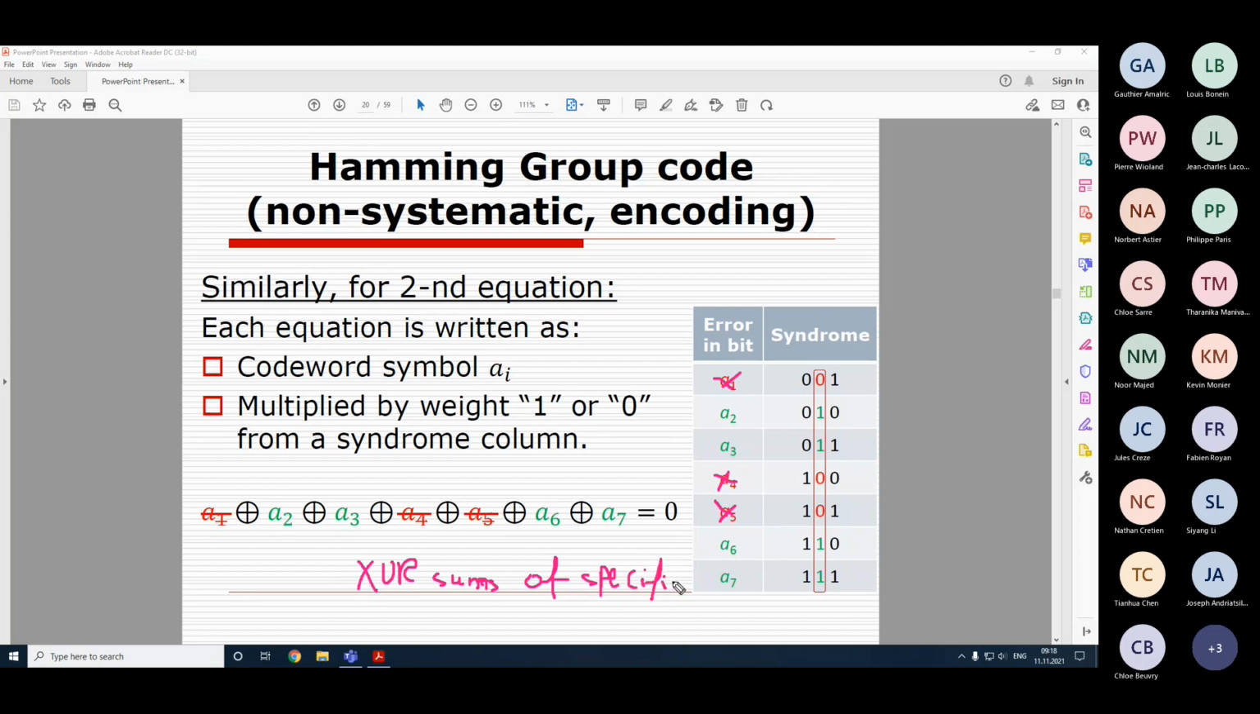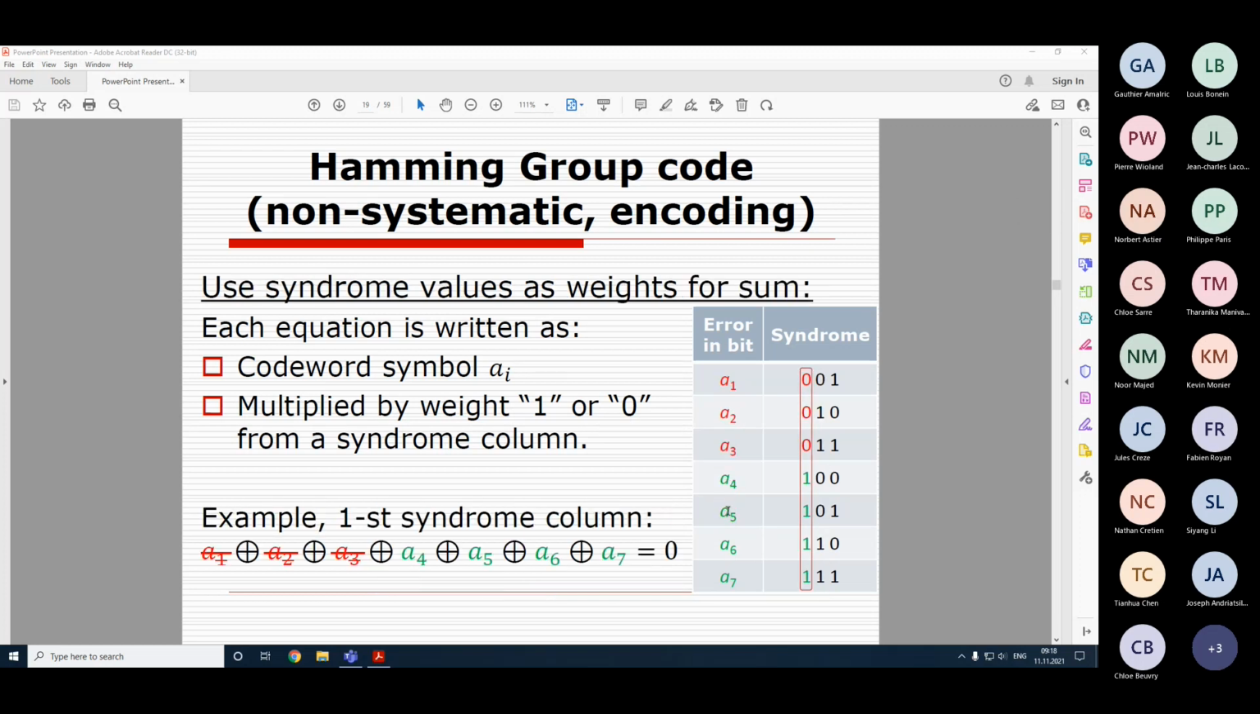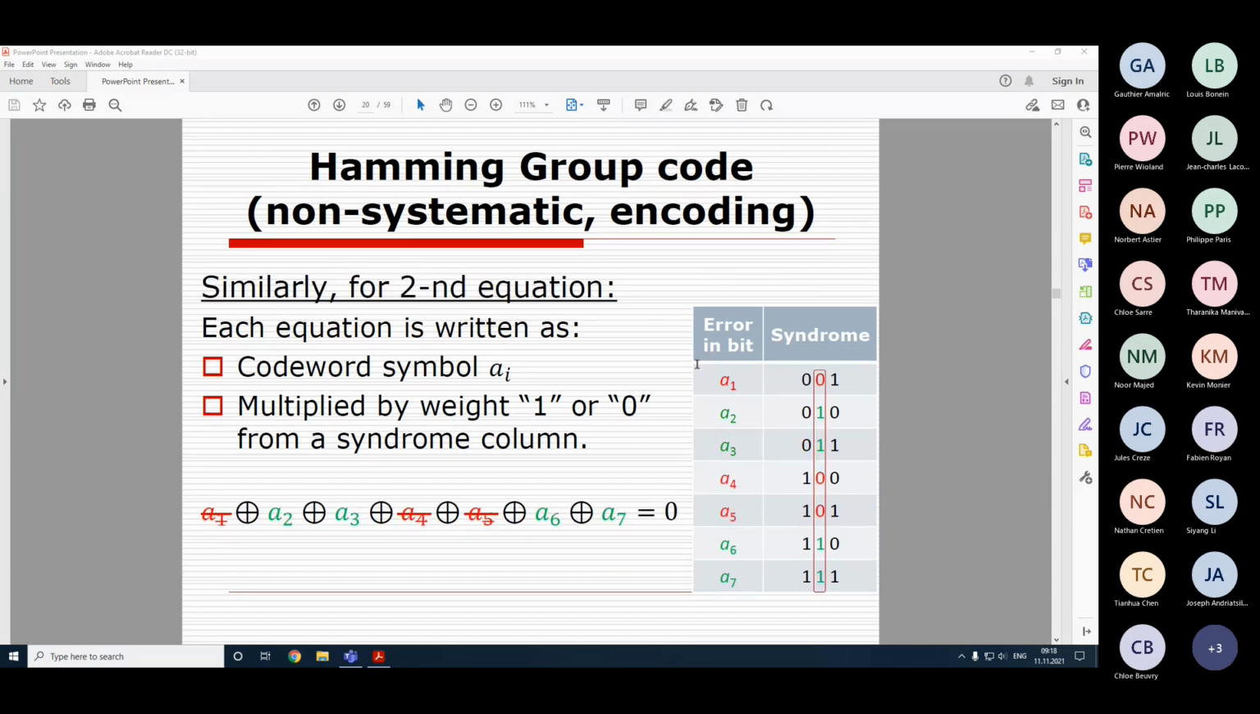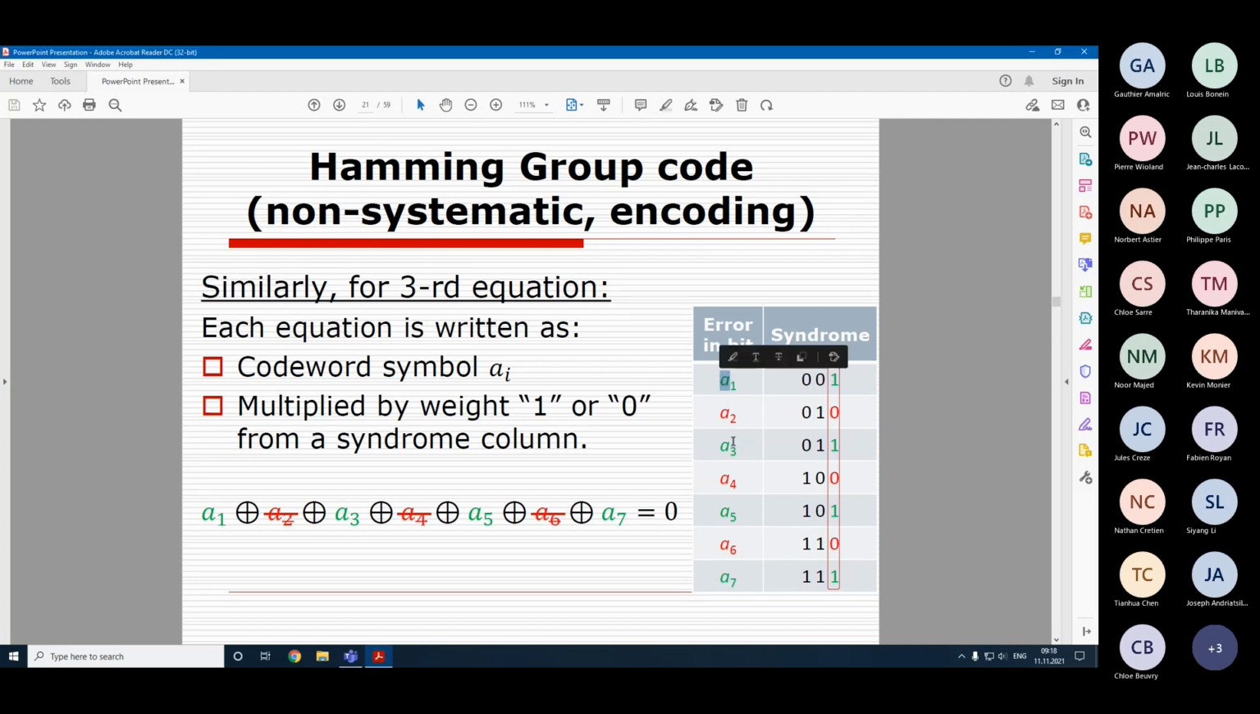So we don't add all of them. We only choose 4 out of 7 and add them. And for each equation, we choose different ones. So for the first equation, we chose A4, A5, A6, A7. For the second equation, we choose A2, A3, A6, and A7, and we have strict logic in choosing them. And for the third equation, accordingly, we are going to choose A1, A3, A5, A7.